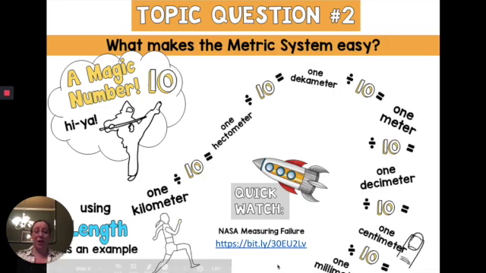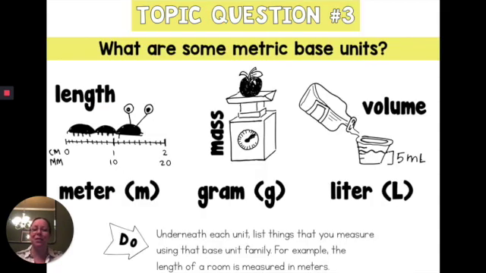Well, we're going to watch a quick video, take a break, and we're going to watch a video from NASA called Measuring Failure. But having a common mathematical language that all scientists around the world can speak is super important, because in this day and age, with the internet and with technology being so readily available to everybody, being able to communicate is really handy. So the metric system is the agreed upon unit that everybody uses. Well, what are some of the metric base units? Things like meter for length, gram for mass, liter for volume, and then skip the other one for now.